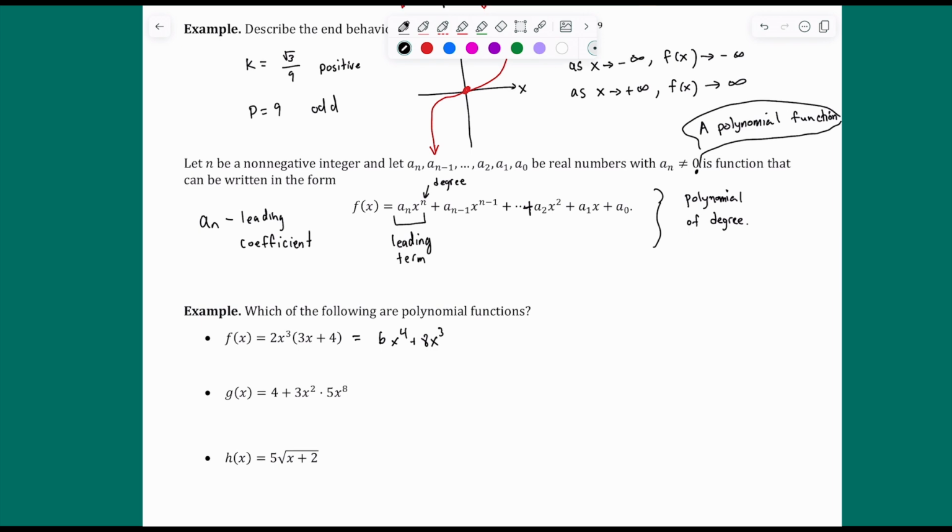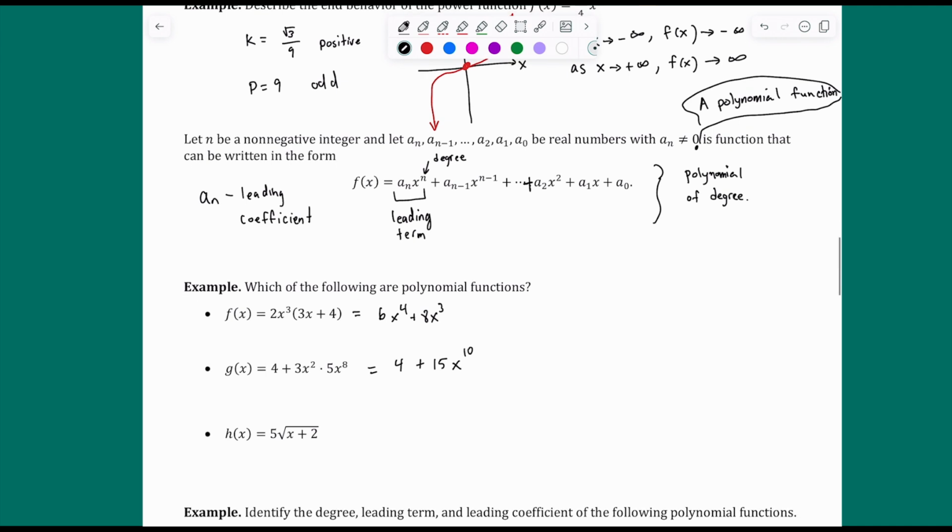G of x equals 4 plus 3x squared times 5x to the 8th. Once again, we could simplify this and write this as 4 plus 15, right? Because we have 3x squared times 5x to the 8. So 3 times 5 gives us 15. X squared times x to the 8 gives us x to the 10. So this would be a polynomial of degree 10.